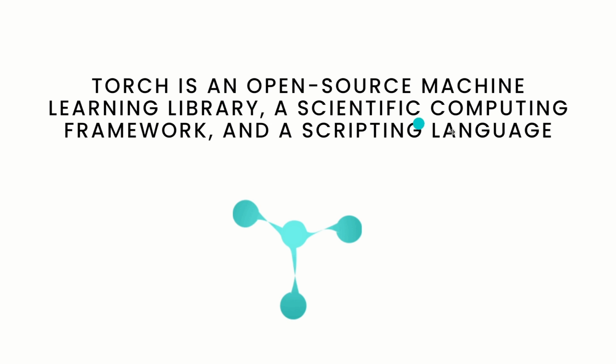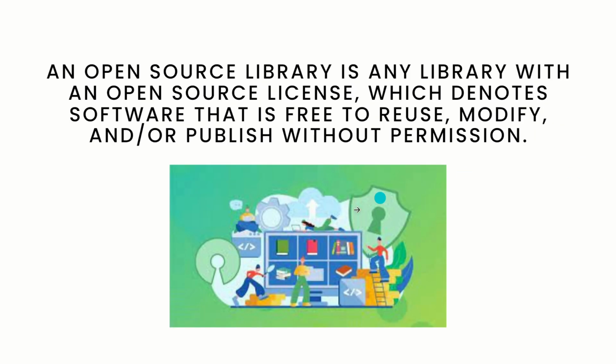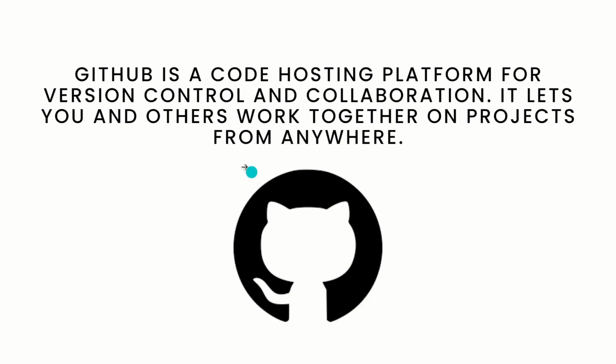So Torch is an open source machine learning library. A library is basically where you have stored all the functions which can be reused or accessed by people, for easier work or for saving your time. So it is a scientific computing framework and a scripting language. Now open source, like I mentioned, denotes software that is free to use, modify or publish without permission, and it has functionalities which you can use.